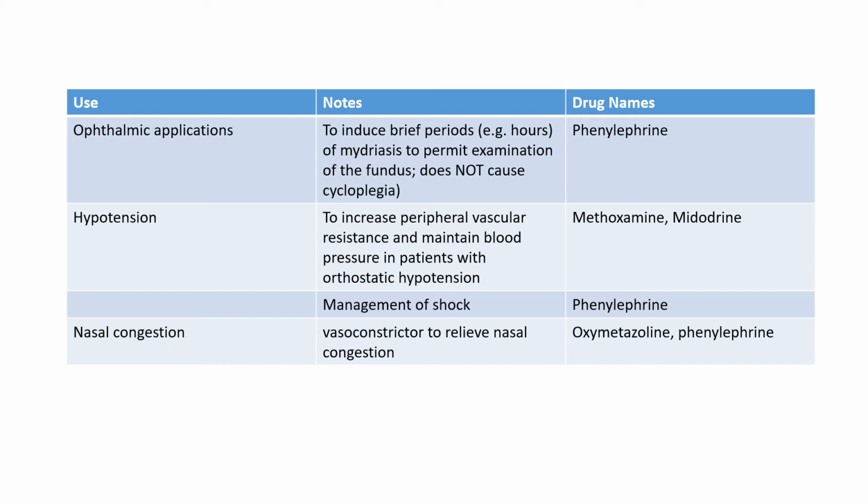Additionally, alpha-1 receptor agonists such as oxymetazoline and phenylephrine are commonly used to relieve nasal congestion, whereupon they work as vasoconstrictors to allow better drainage of your nasal cavities.